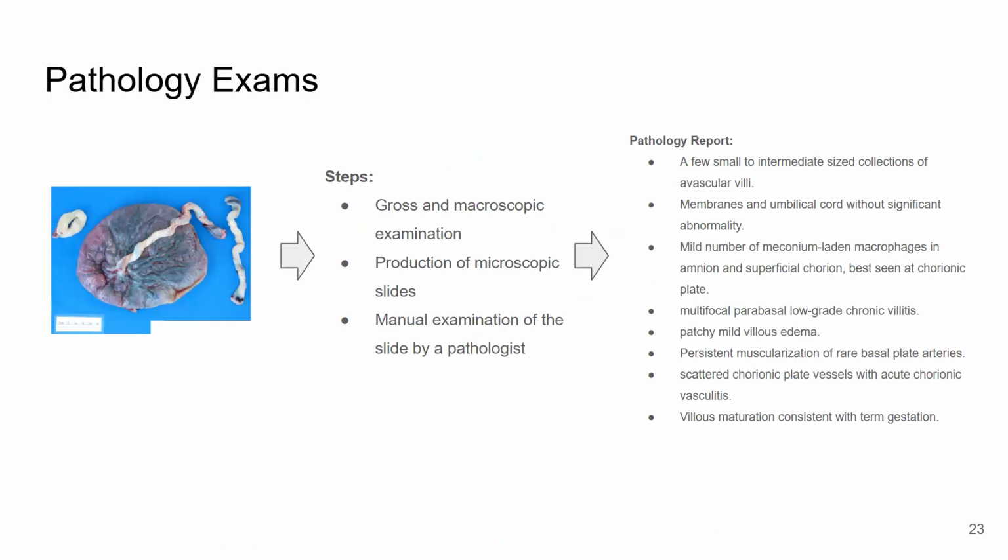What they do is you have a placenta, and it gets sent to the grossing room, where it's trimmed and pictures are taken. They figure out the part of the placenta that likely has the problem, and they produce microscopic slides of that part. Then a pathologist will manually examine the slides to create a path report, which is shown on the right side of the slide.